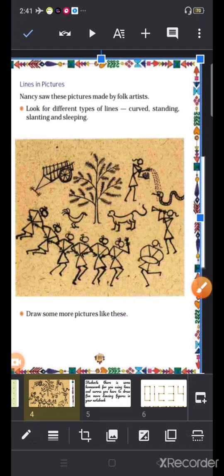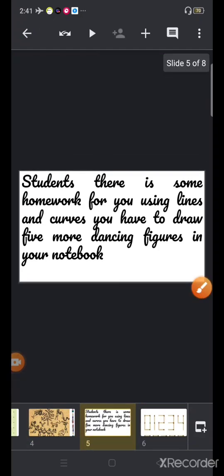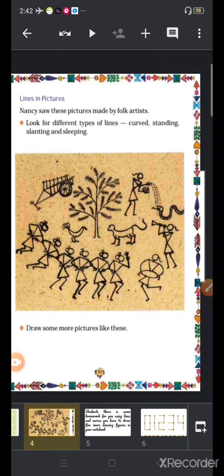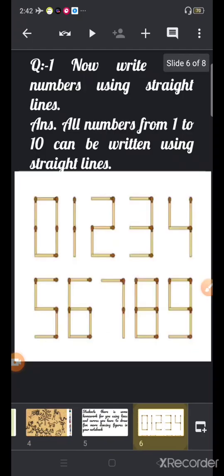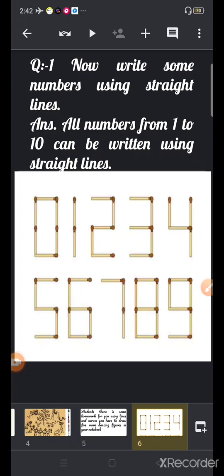Okay. Now, this is the question you will do in your notebook. Students, there is some homework for you using lines and curves. You have to draw 5 more dancing figures in your notebook, as you see in your book. Any type of dancing figure you can draw. Okay, now move on. Next question.